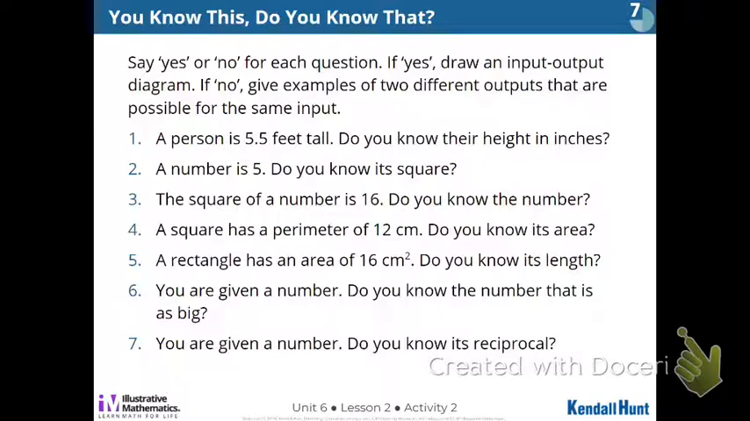A person's 5.5 feet tall. Can we get their height in inches? Yeah, and what would we do? I'm not going to write out the whole thing just because I don't have room on here. But times 12 would get us there. There is a rule to get us there.